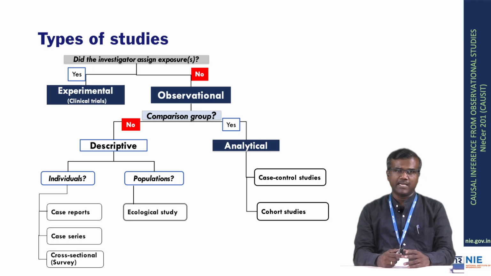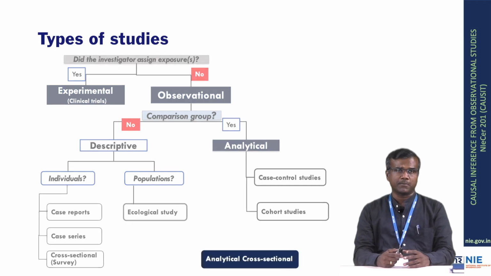Case reports, case series, and cross-sectional study are certain types of descriptive studies involving study of individuals. Ecological study is a type of descriptive study involving measurement of exposure and outcomes at a group or population level. Types of analytical studies include case control and cohort studies. Experimental studies involving comparison groups are also analytical studies. Among these studies, cross-sectional studies, also called prevalence studies, can be used for descriptive or analytical purposes.